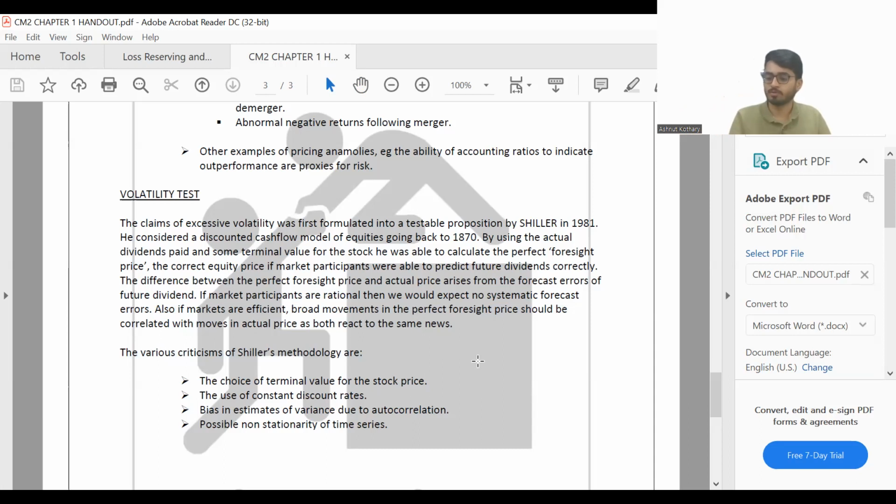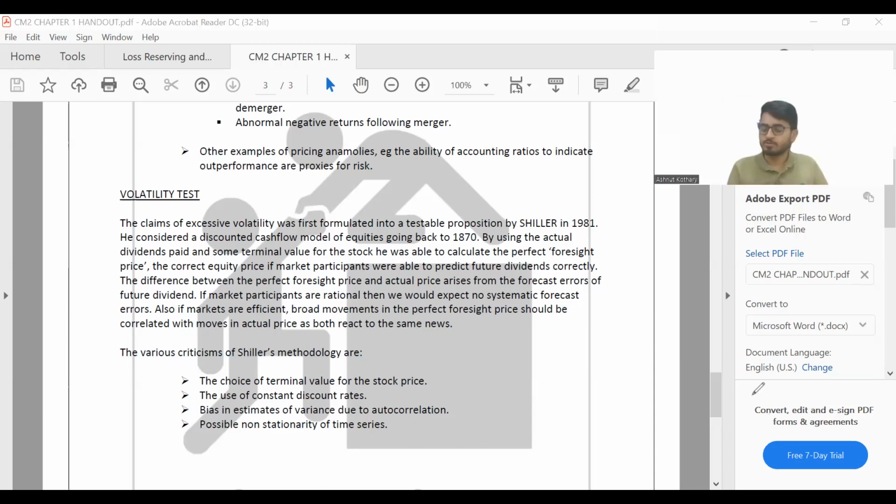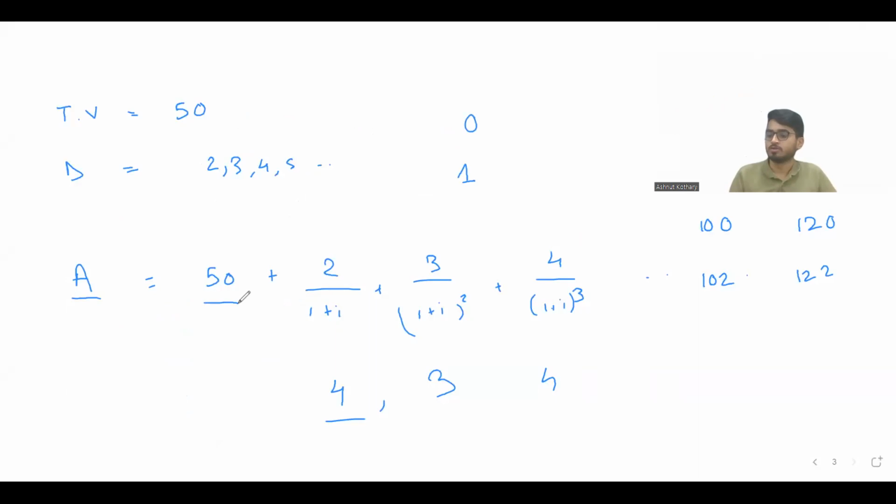So, for example, I assumed a terminal value of 50. This choice could be subject to a lot of discussion whether it is correct or not. How did you come up with this? Next is my assumption of dividends. How did you come up with this?